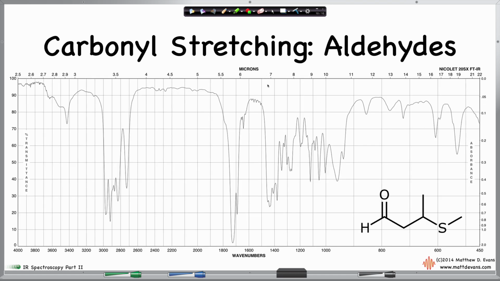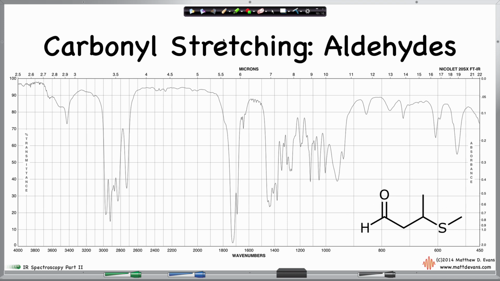I've got several examples of carbonyls. So this is an aldehyde this time. The reason why there's a sulfur in here is because it's the only spectrum that I could find of an aldehyde. I found these ones at aldrich.com, but it was really hard to find just aldehydes that are pretty simple. So this is what we have.